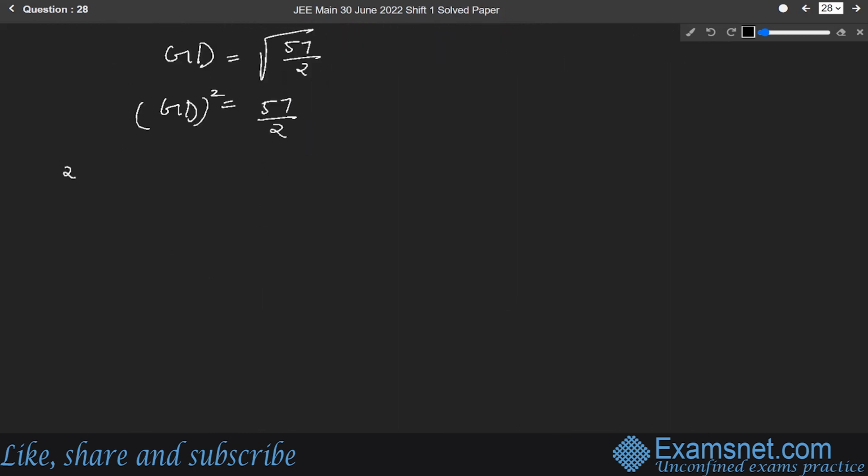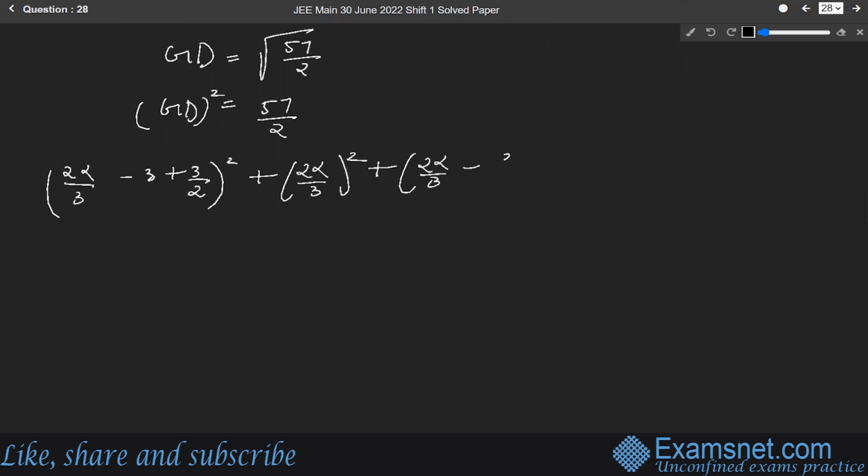What is GD square? (2 alpha by 3 minus 3 plus 3 by 2) whole square plus (2 alpha by 3) whole square plus (2 alpha by 3 minus 3 by 2) whole square, it is equal to what? 57 upon 2. Now let us do one thing. Let us square all these terms. Okay. So when we square 2 alpha, it will be 4 alpha square. Square of 2 is 4 and square of alpha will be alpha square. Then 3. 3 square is 9.